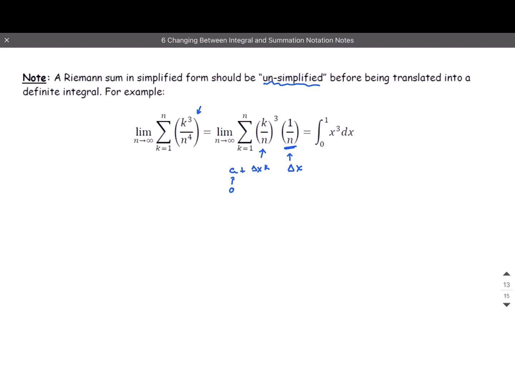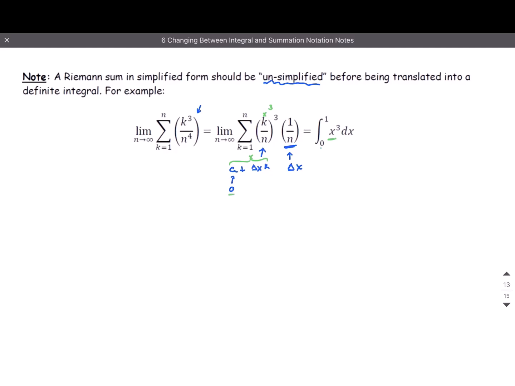Notice also, this is all my x value. So this is my x cubed. That's where my function x cubed comes from. And since my a is 0, my lower limit is 0, and 1 over n is my delta x. That has to equal b minus a over n. So 1 has to equal b minus a, a is 0, so b is 1. That's where the upper limit comes from.